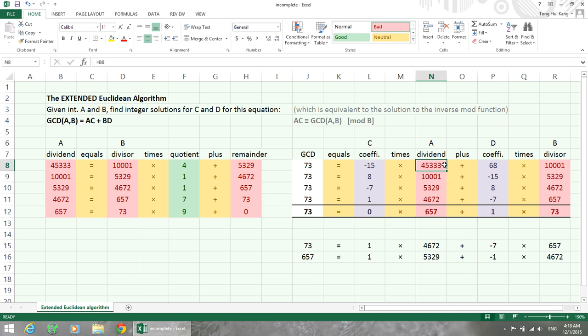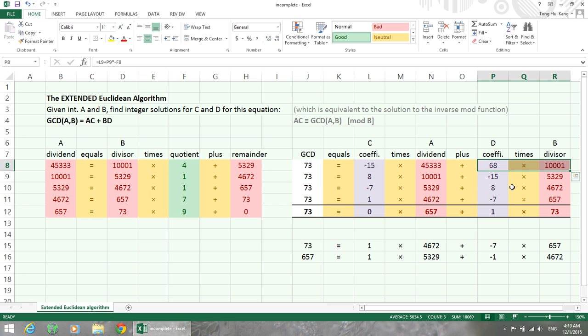Here's something to note. There are infinitely many sets of integer solutions to the equation. You can add 45333 times 10,001 to this side and subtract the same amount from the other side, and you get another solution. Balance the equation again and you get yet another solution. You can try that out yourself.